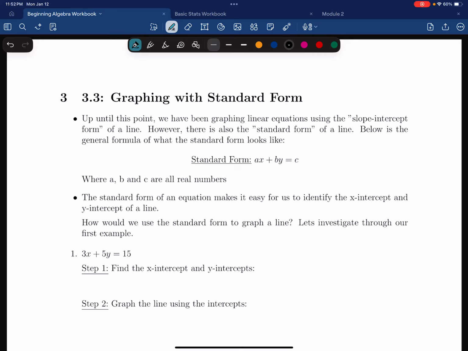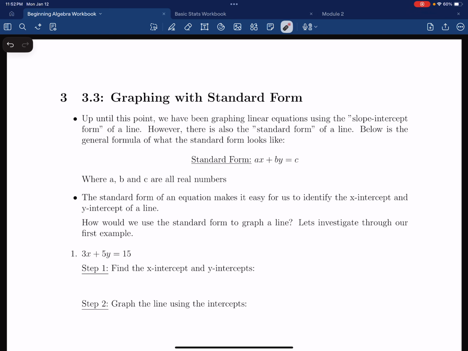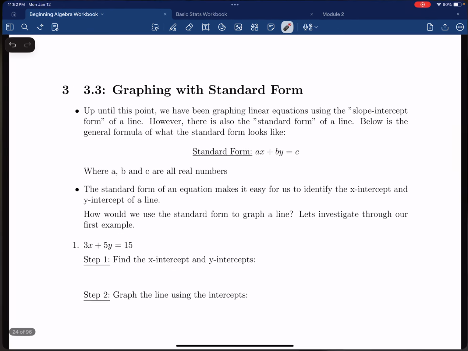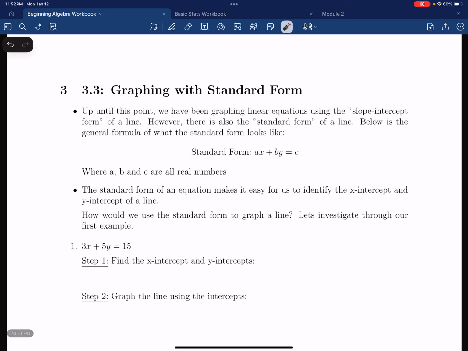Up until this point, we have been graphing linear equations using what is known as the slope-intercept form of a line. However, there's also the standard form of a line. Below is what the standard form looks like. So we have A, B, and C, which are all real numbers or some constant, and then we have the variables x and y. The standard form of an equation makes it easy for us to identify the x and y intercept of a line.